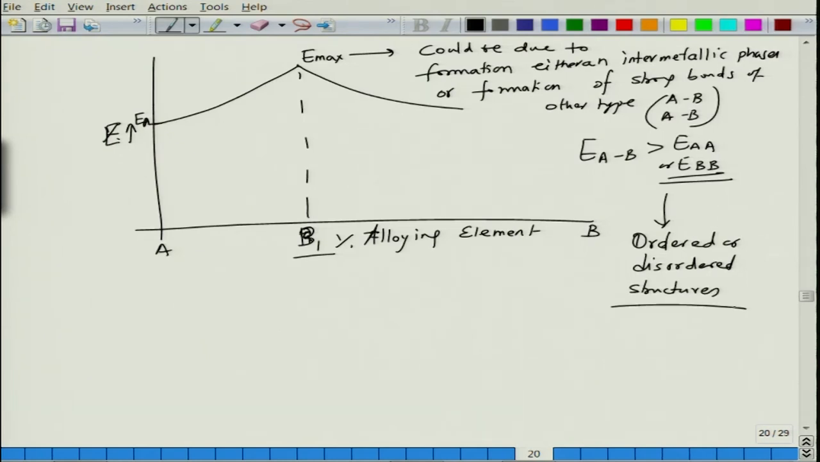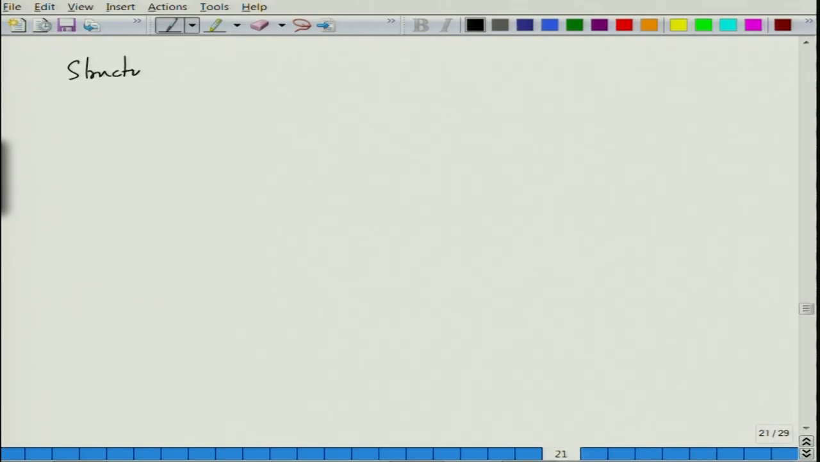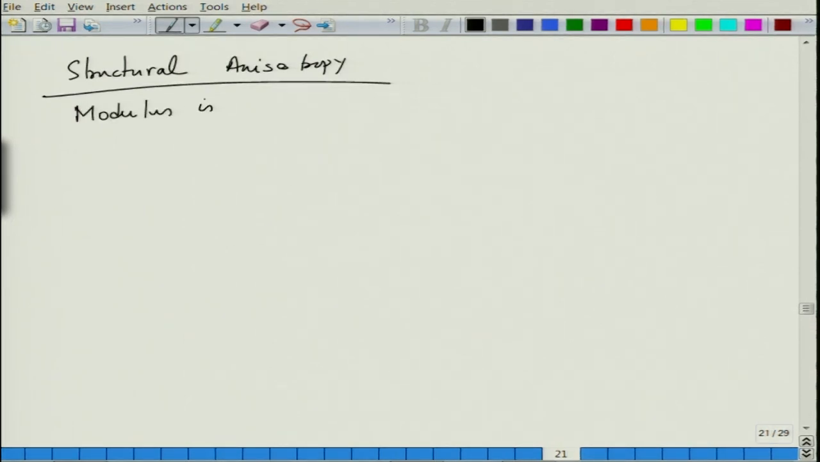So basically what I wanted to point out is, alloying is intentionally done to change the bonding environment in the materials, which can also lead to sometimes formation of different phases which are stronger. As a result, you may have changes in the modulus of elasticity of materials. So this is one thing that is done. Second thing is structural anisotropy, because modulus is an anisotropic property. So E, let us say, along C could be different than along A than B. Okay.